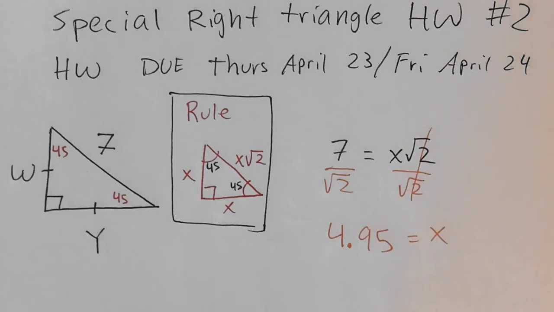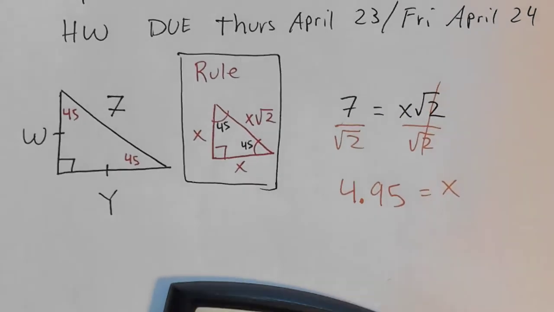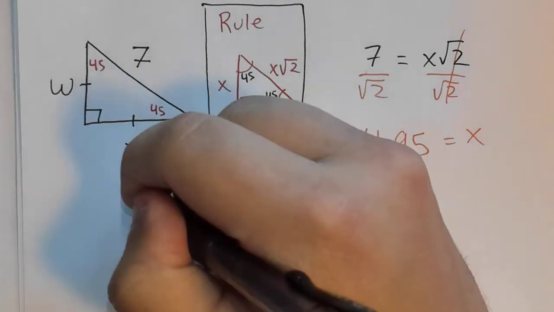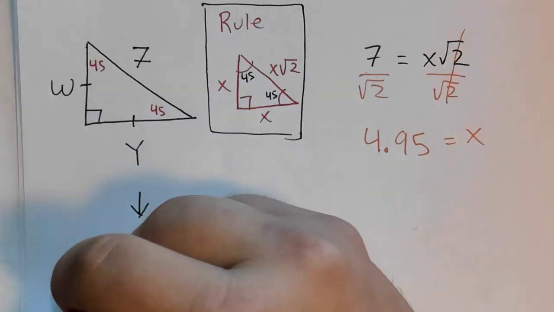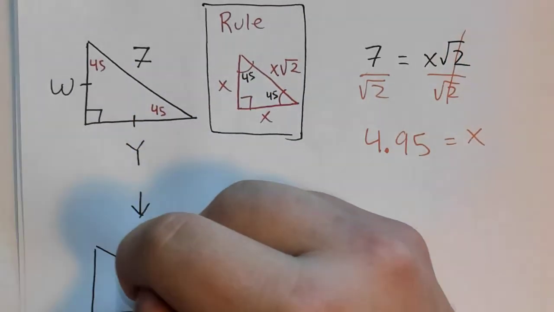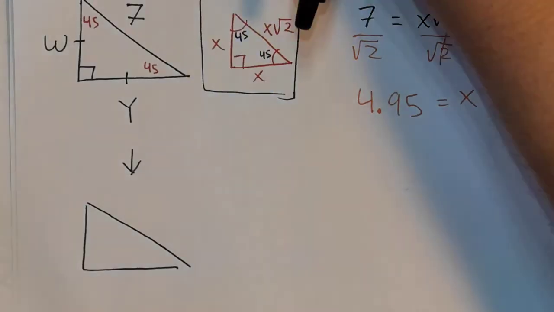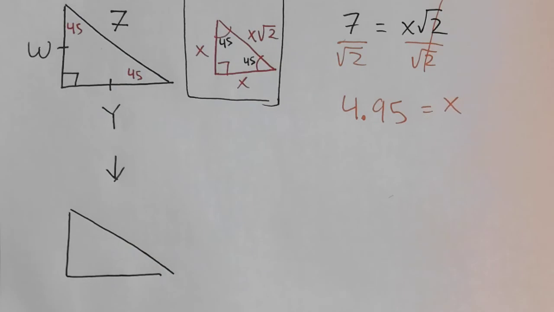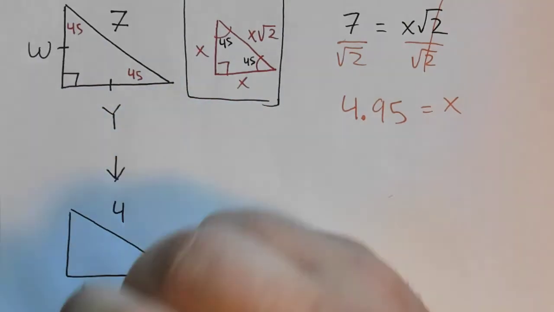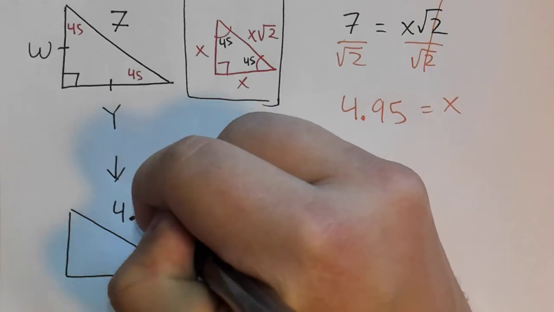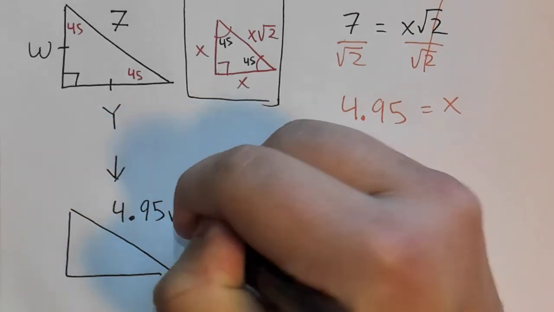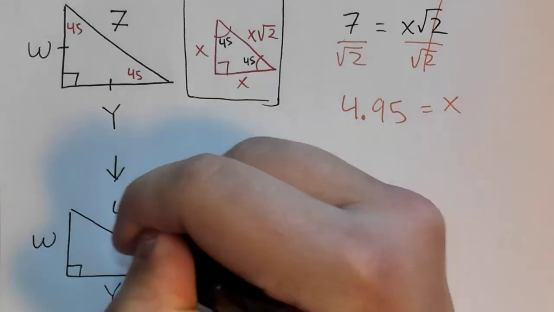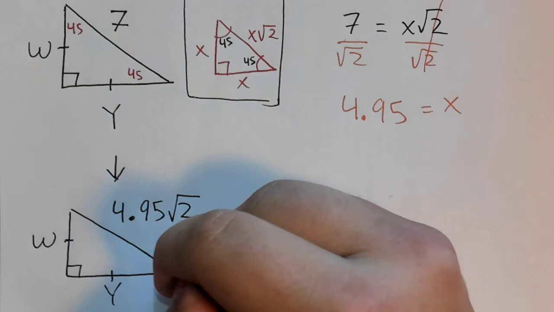So now that we've got that, we're going to rewrite this triangle. Mr. Miller, now this is definitely still a 45, 45, 90. That never changed. I'm going to zoom out a little bit. What is going to change is it's not a 7 anymore. This is going to be 4.95 root 2. And this will be y, and this will be w, and that is still going to be 90 degrees, and it's still going to look like that.